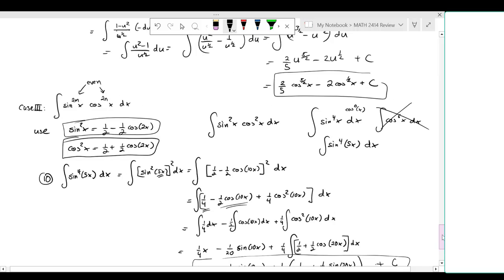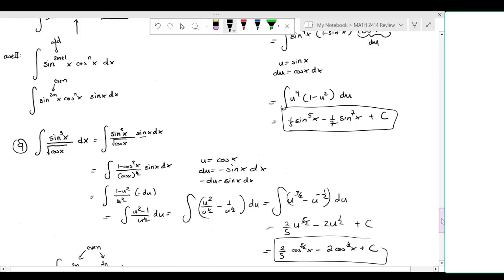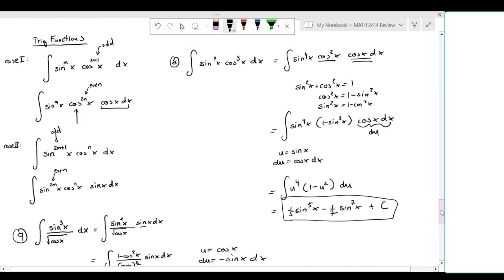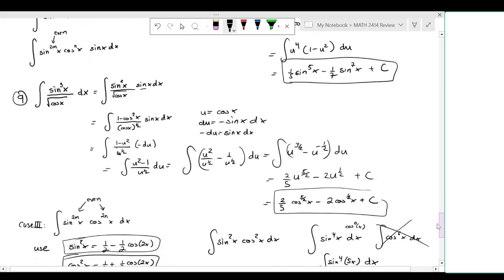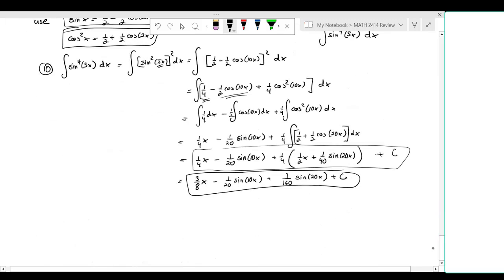So we have those three cases where you have sine times cosine. Would there be a fourth case, you think? I mean, I don't think so, but you can tell me why.